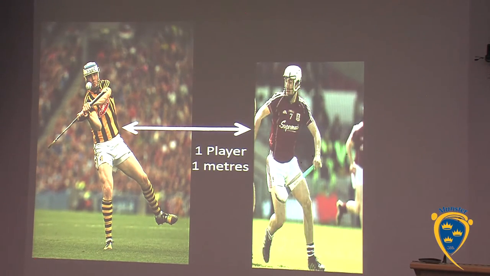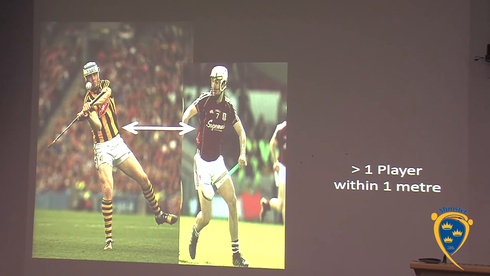When we move him a little bit closer, within 1 meter and 1 person tackling, this happened 10 times. So 10 times he had to execute a skill under pressure from one player. And then finally, more than one player, 3 times. So the majority of the times he's under pressure executing that skill. So he's under pressure from time and also from opposition.